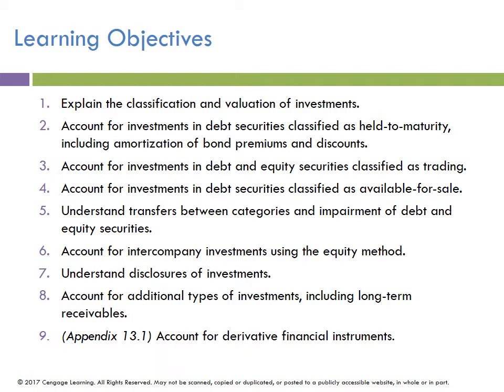We're also going to show you two other categories, trading and available for sale, whether you were invested in debt securities or equity securities, stock. We're going to look at how we transfer between the various categories and record impairment. What happens when there's intercompany investments and you use what we call the equity method. Look at the disclosures of investments and any additional types of investments, including long-term receivables. Now, there is an area on derivative financial instruments, but we won't be covering that in this chapter.